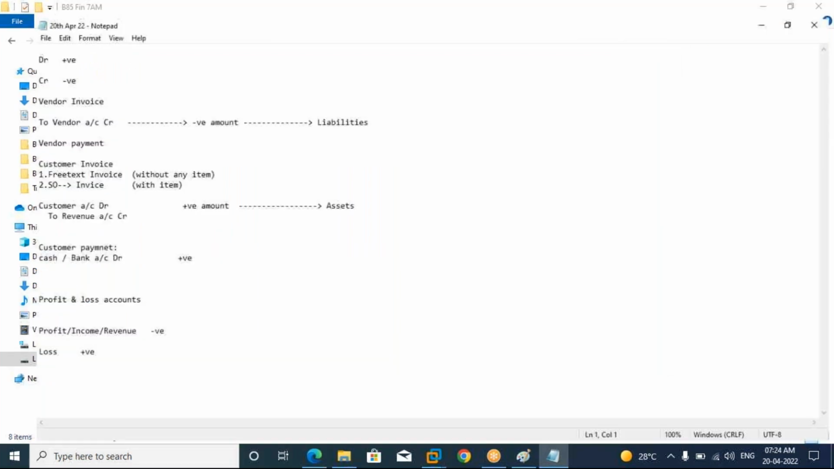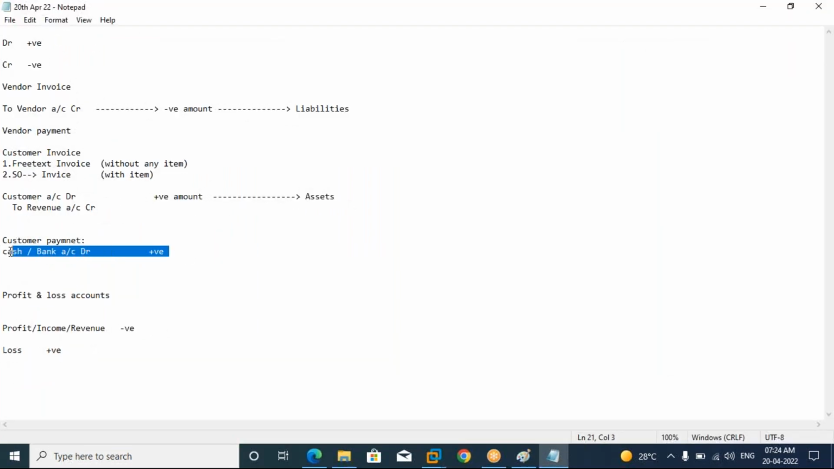So if we are doing a customer payment, it means my cash or bank balance will be increased and the customer account will be credited. Earlier it was posted as debit. Now we are decreasing the customer balance so that it becomes 0. Suppose I have generated a 100 rupees invoice. Now the customer has paid 100. Then I need to decrease it from the customer balance, and it will become 0.